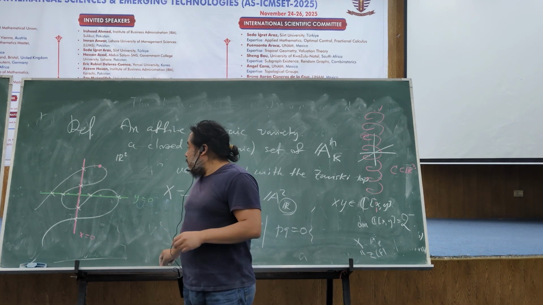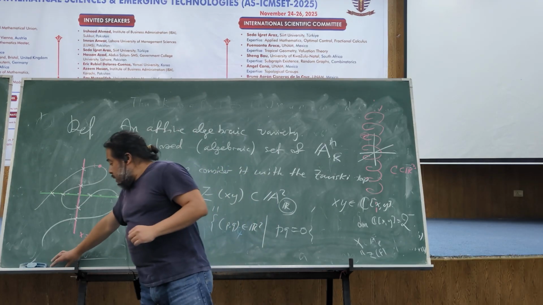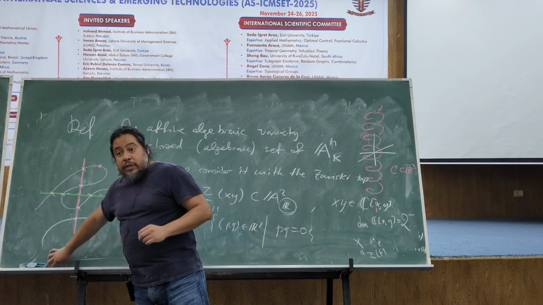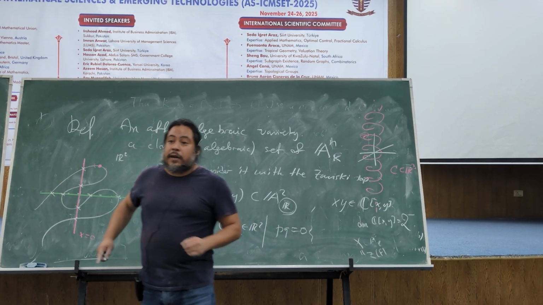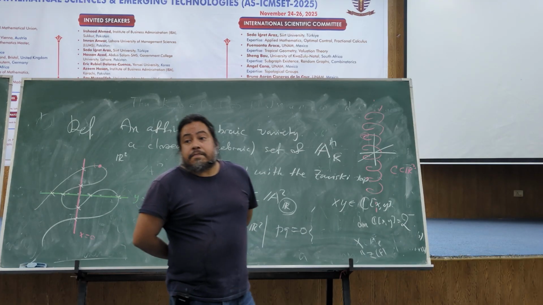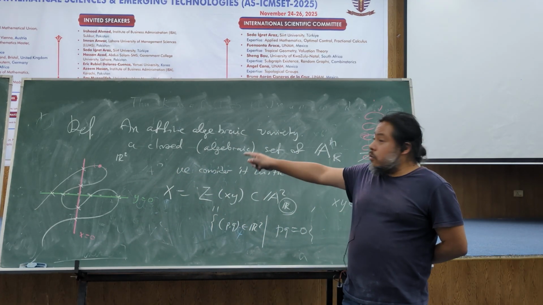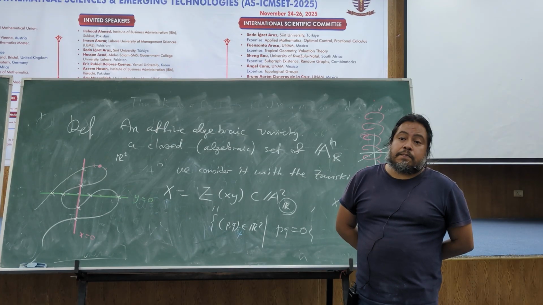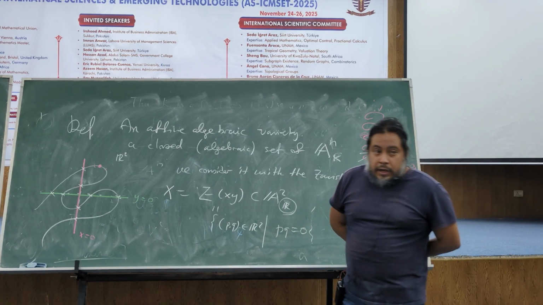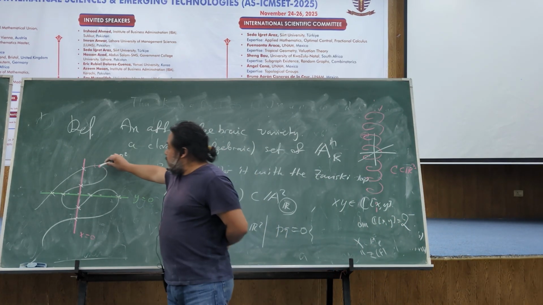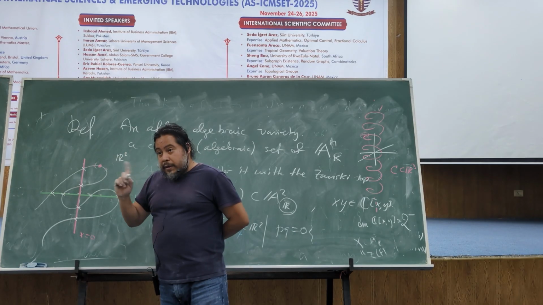So, if you haven't discovered the problem yet, the problem is that I cannot do this in algebraic geometry. Why? Because I need to use the Zariski topology. And in the Zariski topology, this small neighborhood is not an open set.